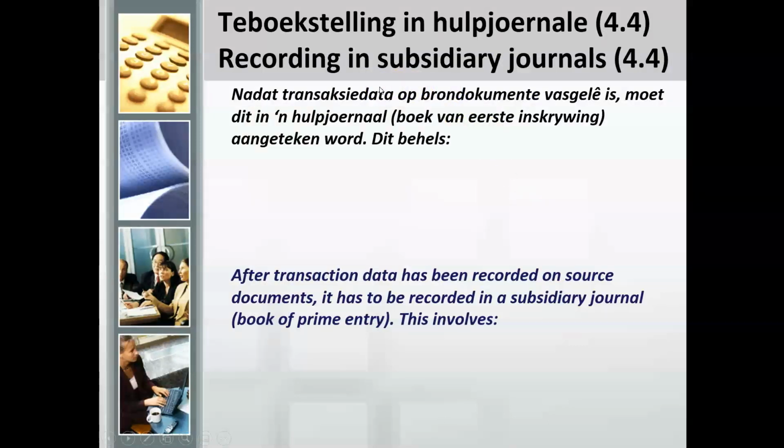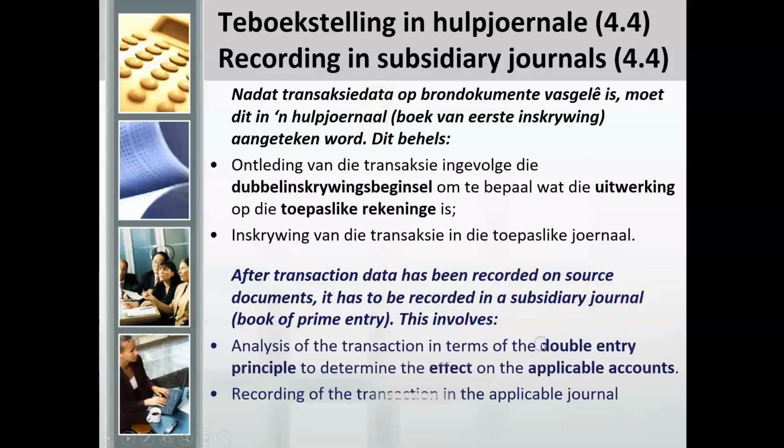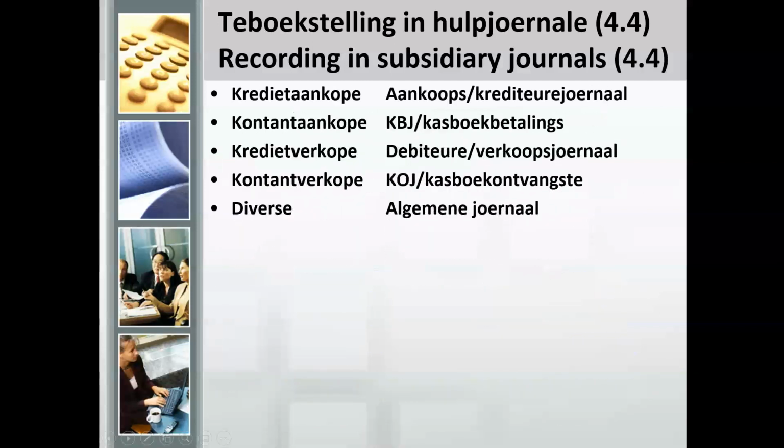Good. We say once we have a source document, that has to be recorded in one or other subsidiary journal or a book of first entry. Now, that involves that there will be analysis of transactions in terms of the double entry system. It will show you what accounts are going to be affected by this specific entry that you've passed. And then once a month, after all the similar transactions were recorded in one specific journal, the totals of that journal will then be posted to the general ledger.